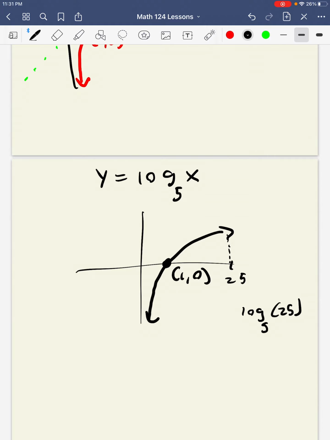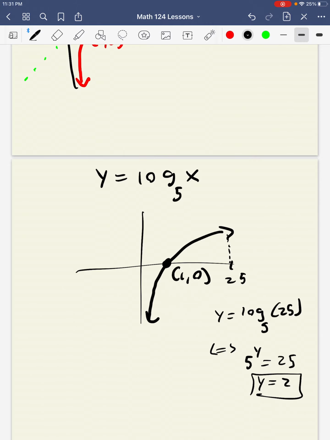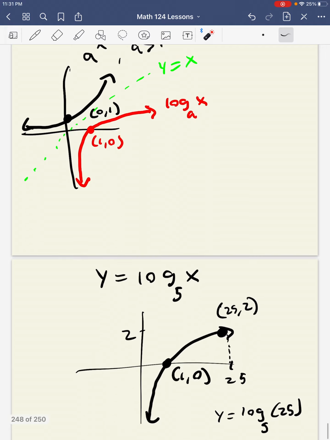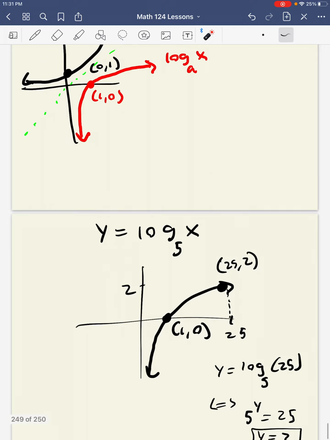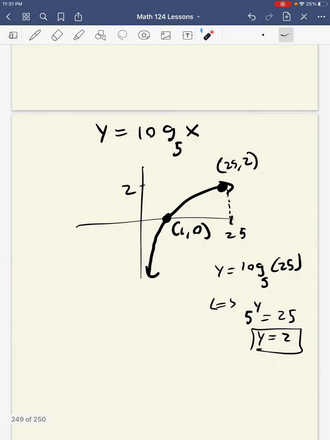If you're not seeing what this is yet, you can convert this to exponential form. In exponential form, this would be like saying 5 raised to some unknown equals 25. And so clearly the unknown is 2, right? So this point here, (25, 2), is on the graph. And that's how we graph the log function, just from this template here.